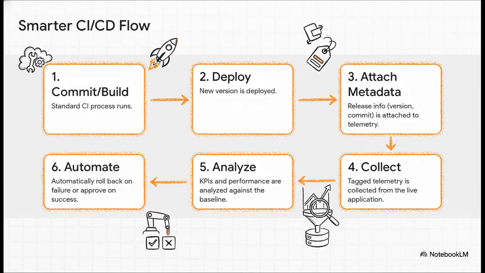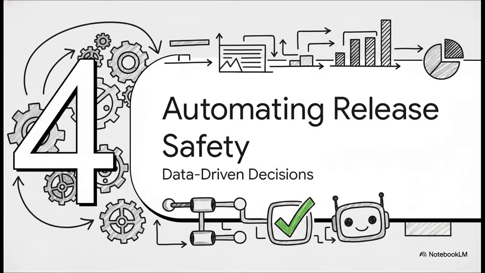So here's how it fits into your workflow. Steps 1 and 2 are the same. Commit code, build and test. But in step 3, when you deploy, that's when you inject this metadata. Now all the telemetry you collect is tagged, and that's what unlocks the ability to analyze the impact and finally automate the decision.